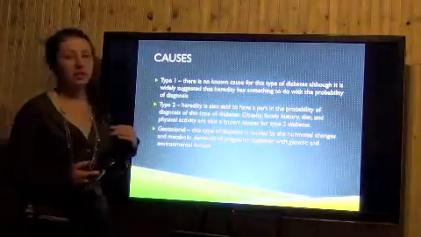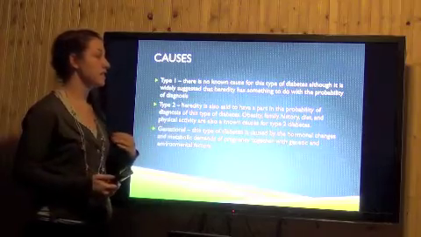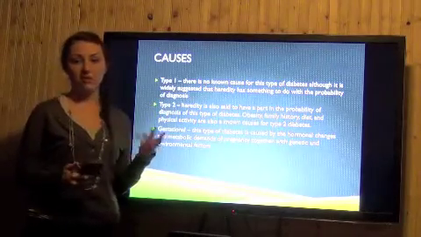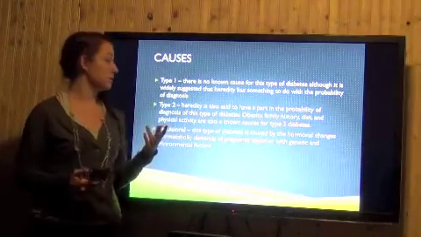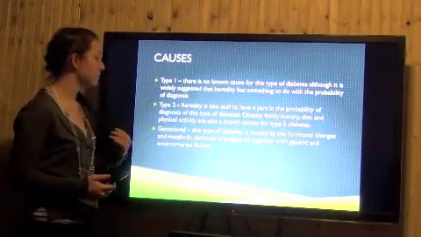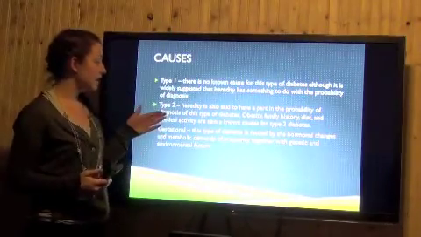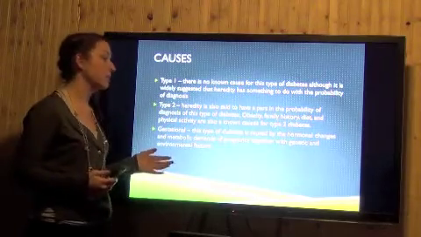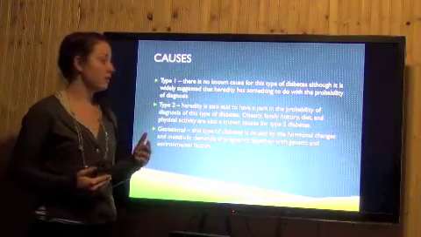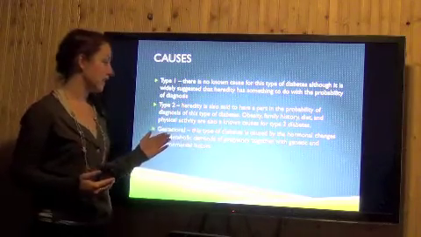Causes. Type 1 diabetes: there is no known cause for this diabetes, although some scientists suggest that it has to do with family history, and that has to do with the probability of a diagnosis. Type 2 diabetes: heredity is also said to have a part in the probability of diagnosis for this type of diabetes, although the most common cause is obesity, diet, and physical inactivity.